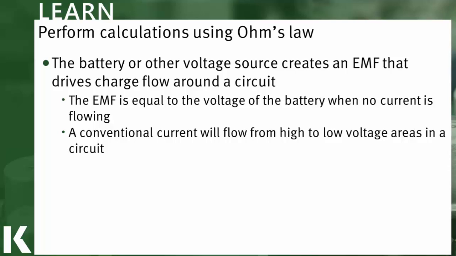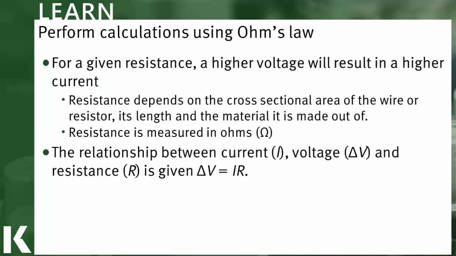And since our voltage is what is driving the flow around the circuit, it makes sense that for a given resistance, as you increase the voltage, you will get a higher current. To use a water analogy, if you think of the voltage source as your pump, as you increase the size of your pump, you will end up getting more flow around your system of pipes. Resistance is measured in ohms, so more ohms, more resistance, less current flow. And this is captured in the Ohm's law relationship, delta V equals IR.